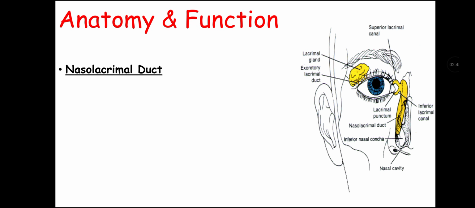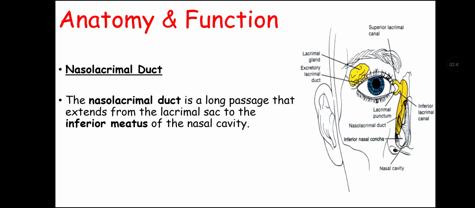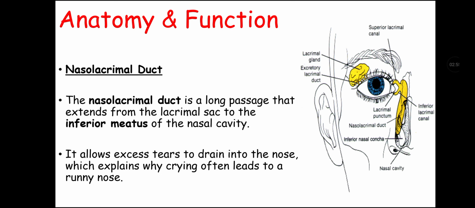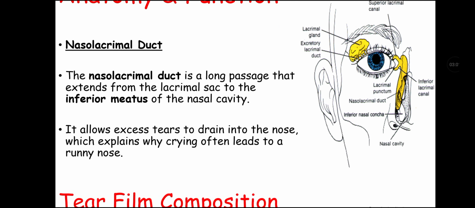Next, we have nasolacrimal duct, that is also part of lacrimal apparatus. The nasolacrimal duct is a long passage that extends from the lacrimal sac to the inferior meatus of nasal cavity. It allows excess tears to drain into the nose, which explains why crying often leads to a runny nose.